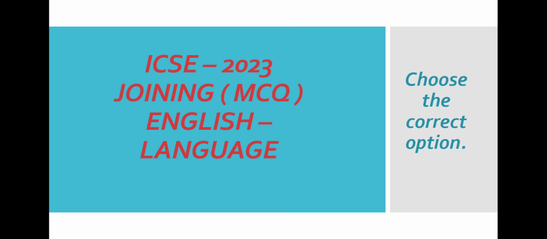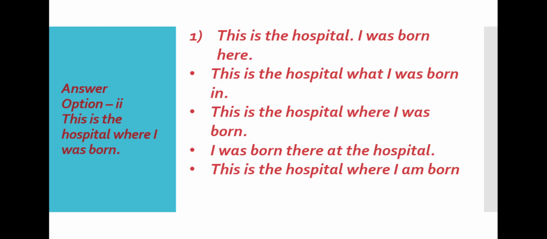Come on, let's start. First sentence: this is the hospital. Second sentence: I was born here. Now look, four options are given. You have to select the correct option. First option: this is the hospital what I was born in. This is totally wrong because what is a wrong word. What cannot be used in this sentence.